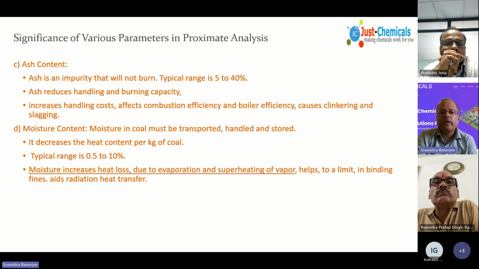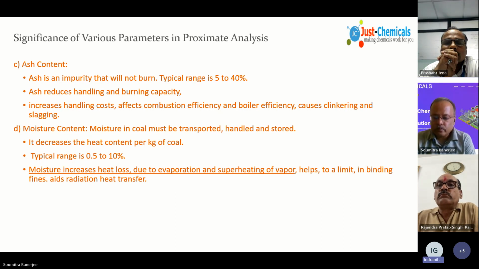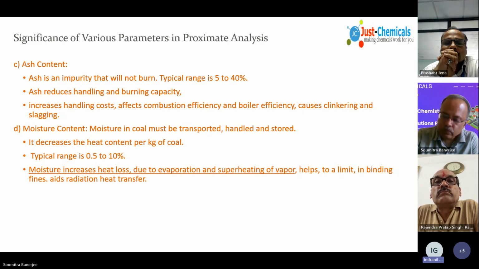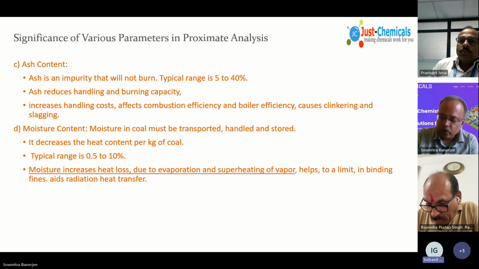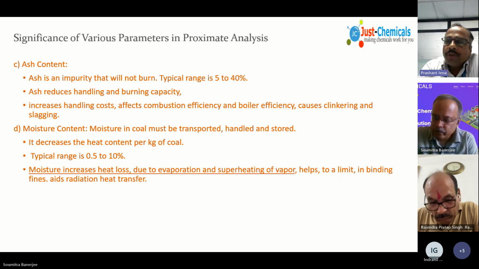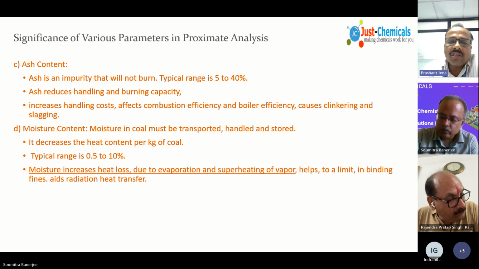Indranil, can you talk about what you see in Visakhapatnam and Krishnapatnam port? How much moisture do you see? Actually, sir, if you are talking about imported coal, the total moisture is around 30 to 40%. We are getting imported coal from Indonesia, and on average we are getting 35 to 40% moisture.